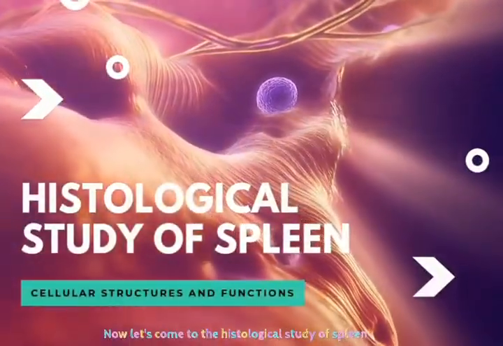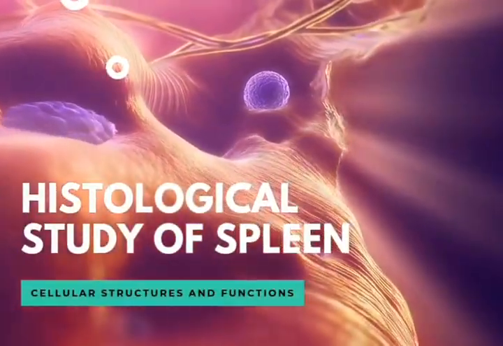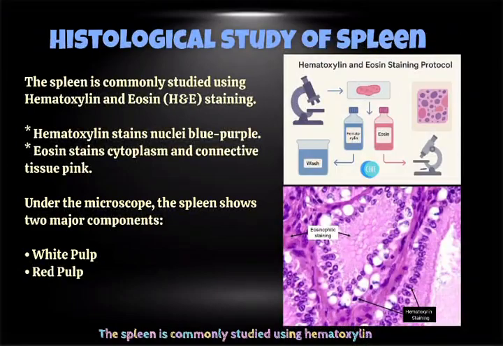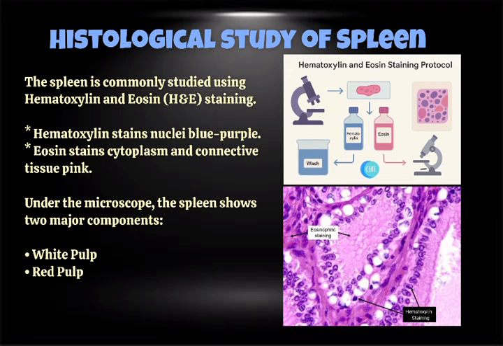Now let's come to the histological study of spleen. The spleen is commonly studied using hematoxylin and eosin staining. Hematoxylin stains nuclei blue-purple, eosin stains cytoplasm and connective tissue pink, as you can see in the picture. Under the microscope, the spleen shows two major components, which are white pulp and red pulp.